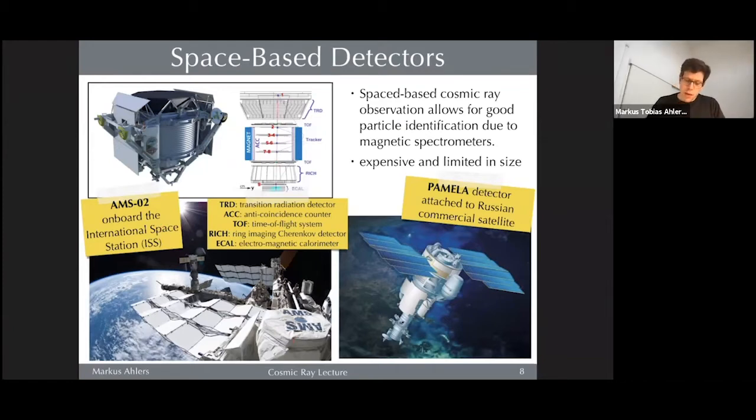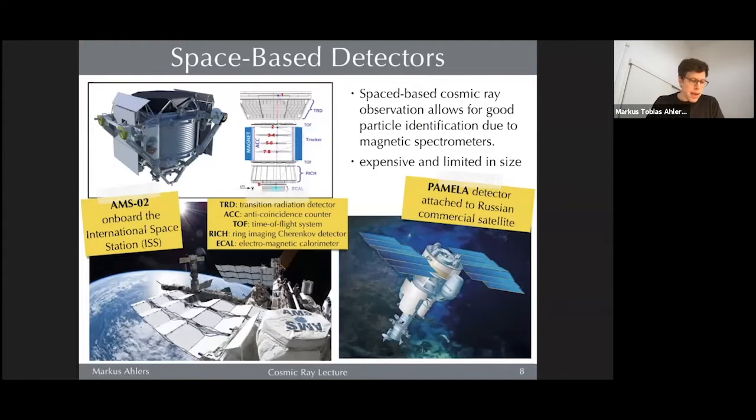And we also have satellite missions like the Pamela detector. And these are, of course, very compact detectors. They cannot be that large because it's very expensive to bring something into space. But the advantage of these detectors is that you have a very good measurement of the energy and the momentum and the charge of the particle. So you can really do isotopic studies with these types of experiments.